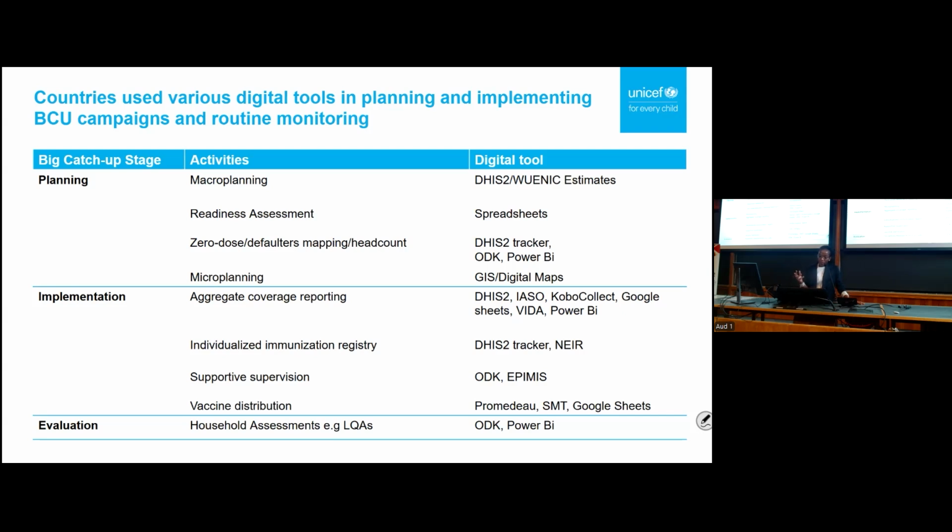Micro-planning, some people reported doing some GIS mapping work. Implementation, various tools were used across, of course, with DHIS2 as well. Some of them did individualized immunization registries. Supportive supervision was another big piece. Vaccine distribution was not really contextualized in the context of BCU. Some of them had gaps in reporting that. And then there's the household assessment piece as well.